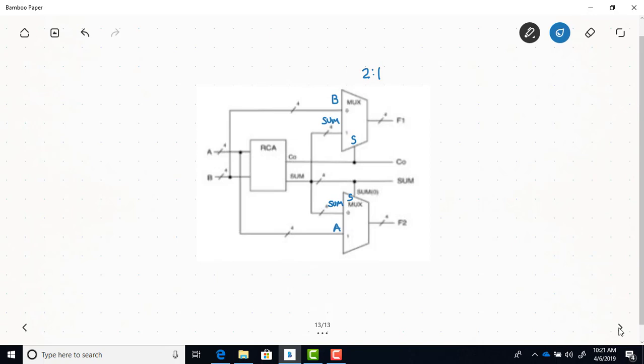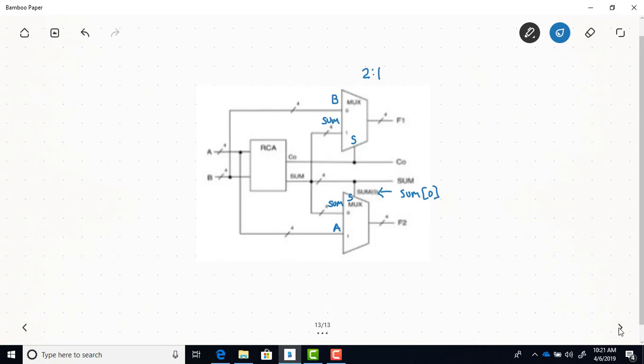If the carry out is equal to 0, F1 is going to equal the B input. If the carry out is equal to a 1, F1 is going to equal the sum of the RCA. And down here at the bottom, and this is hard to see here, but this right here is the 0th bit. That's the 0th bit of this sum.